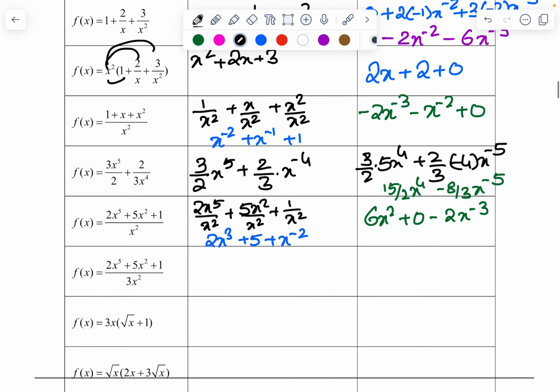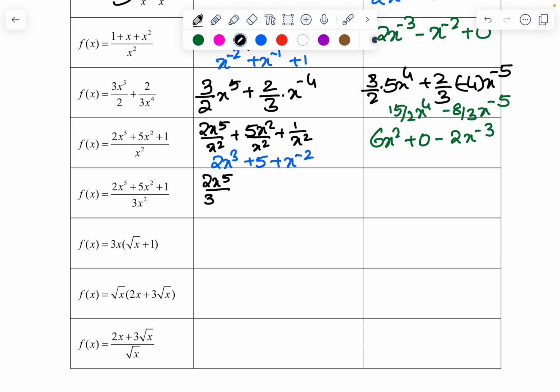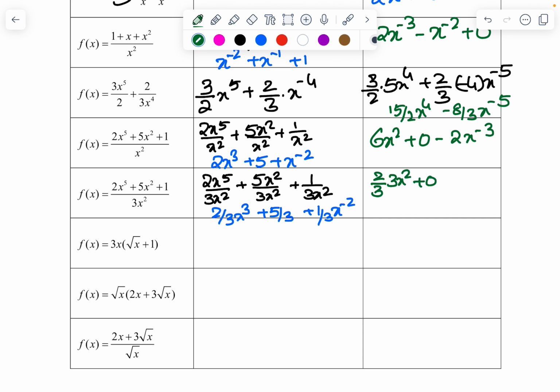Next one, 2x power 5 upon 3x square plus 5x square upon 3x square plus 1 upon 3x square. When I simplify this one, it becomes 2 upon 3 x cube plus 5 upon 3 plus 1 upon 3 x power negative 2. So its derivative is going to be 2 upon 3 times 3x square plus 0 plus 1 upon 3 times negative 2x power negative 3. So it becomes 2x square minus 2 upon 3x power negative 3.